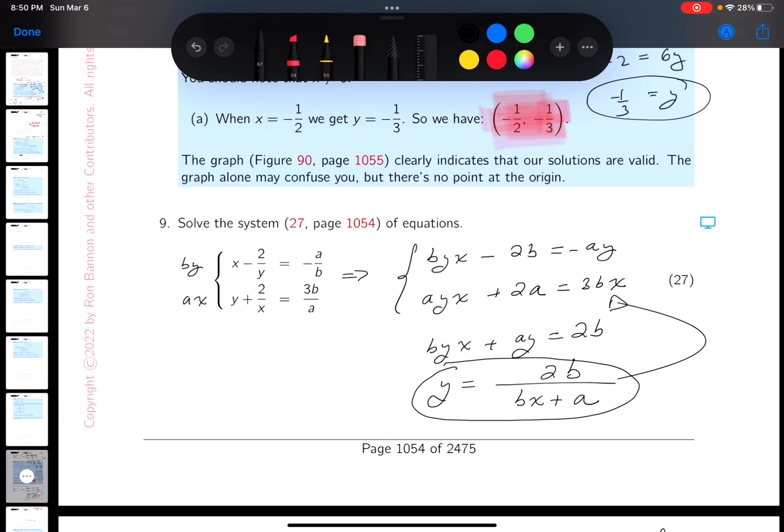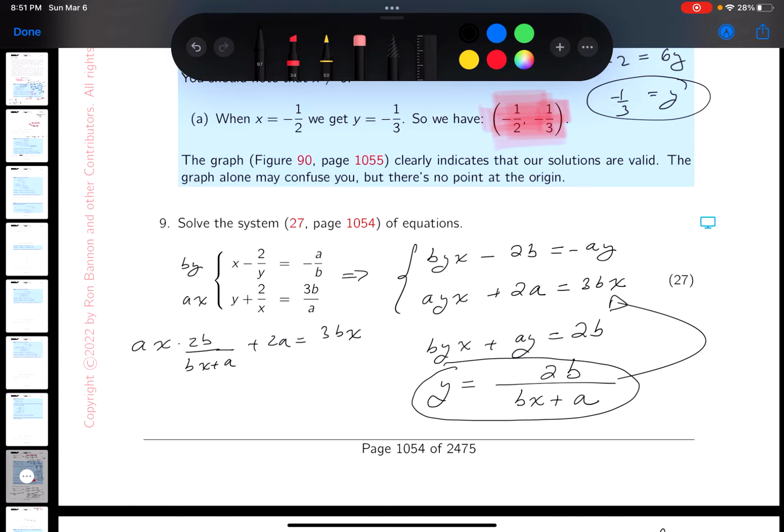You're going to get a, x, and what's y? Y is going to be 2b over bx plus a, plus 2a equals 3bx. All right. Just make sure I copied that right. And yeah, I think I did okay.